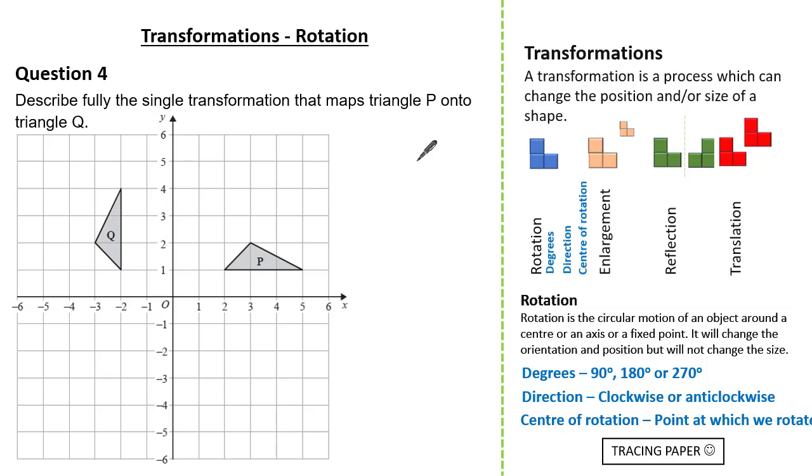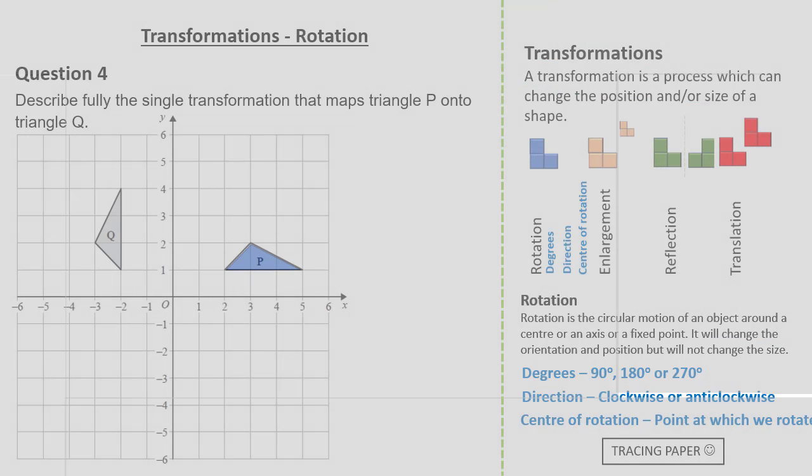Now let's look at describing. Here the question wants us to describe fully the single transformation that maps triangle P onto triangle Q. Remember, if it's rotation, we always must state the degrees, direction, and the center of rotation. Getting our tracing paper ready, firstly, let's have a look at the degrees.